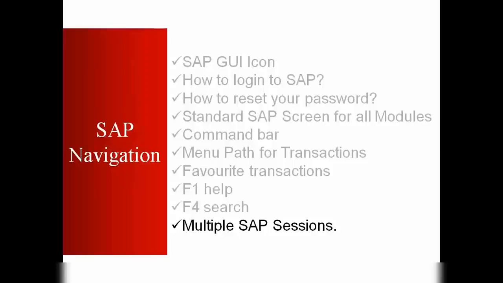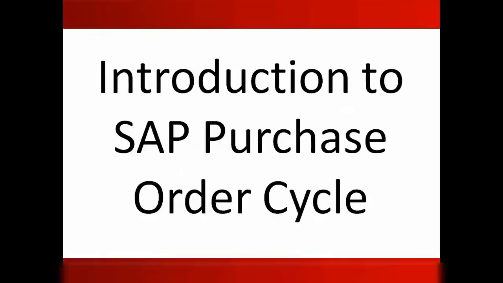Introduction to the SAP purchase order cycle. What is the purchase order cycle? I'll give you a little bit of practical information and some theory as well. The purchase order cycle basically starts with creating a purchase order. First of all, we create a purchase order, and the transaction code is ME21N.